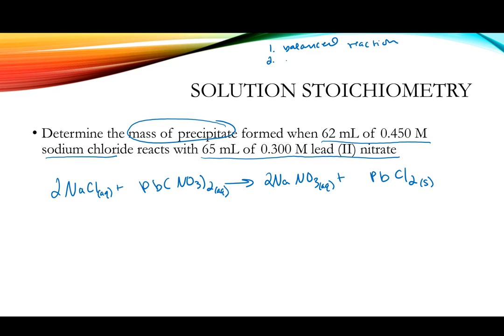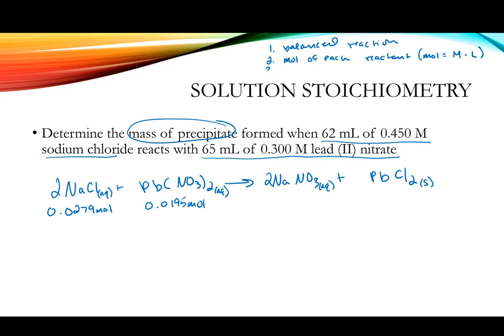The second thing you always need to do is find the mole of each reactant. To do that, you are going to rearrange the molarity formula. Mole is just molarity times liters. So when I take 0.062 liters times 0.45 molar, I get 0.0279 mole of sodium chloride, and I get 0.0195 mole of lead nitrate when I take the concentration of the lead nitrate times the 0.065 liters of lead nitrate, sorry.